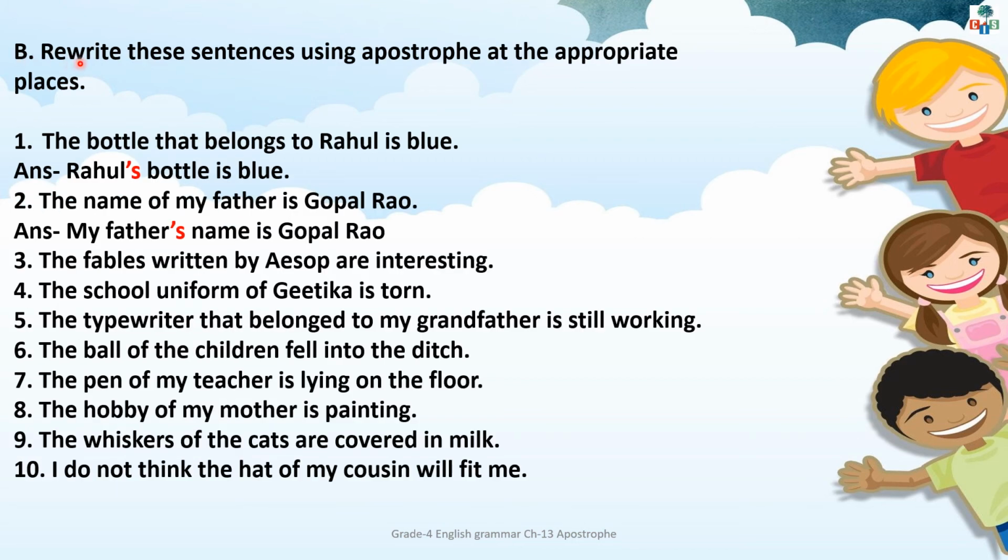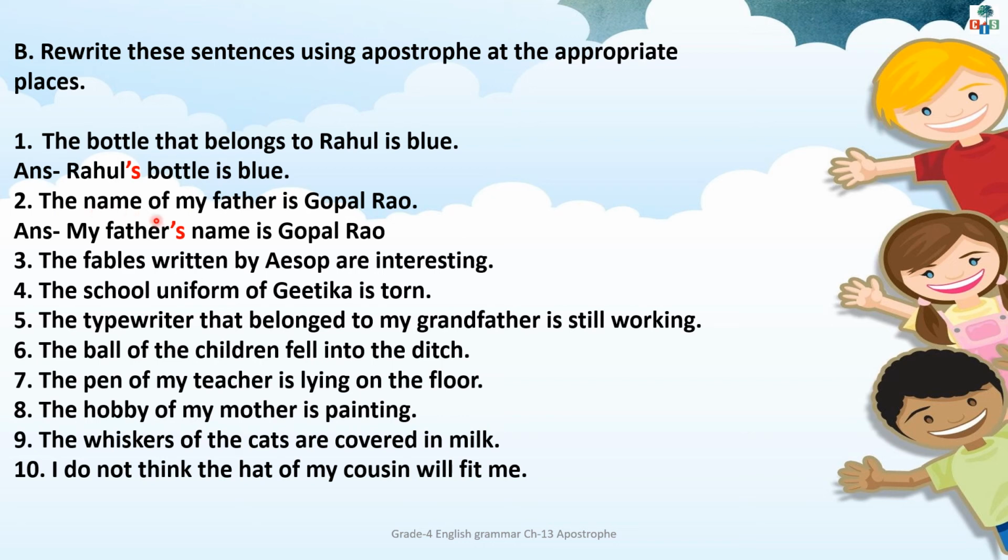Exercise B. Rewrite these sentences using apostrophe at the appropriate places. Number 1. The bottle that belongs to Rahul is blue. Now children, you have to replace the words belongs to by an apostrophe mark followed by an S. Means, Rahul's bottle is blue.